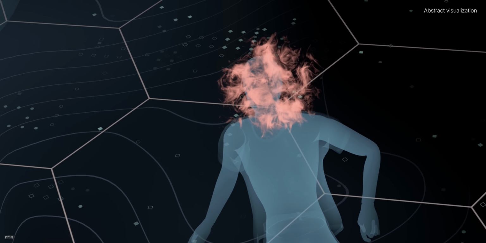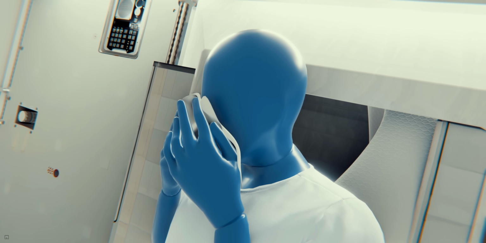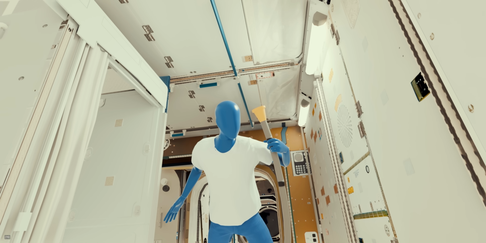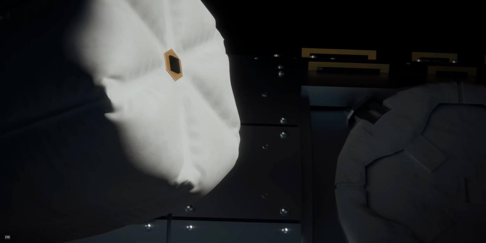In zero gravity, fluids are not pulled down by weight. Faces puff and noses run. Toilets rely on suction to keep certain things from floating. Most of the human deposits end up in sealed bags.